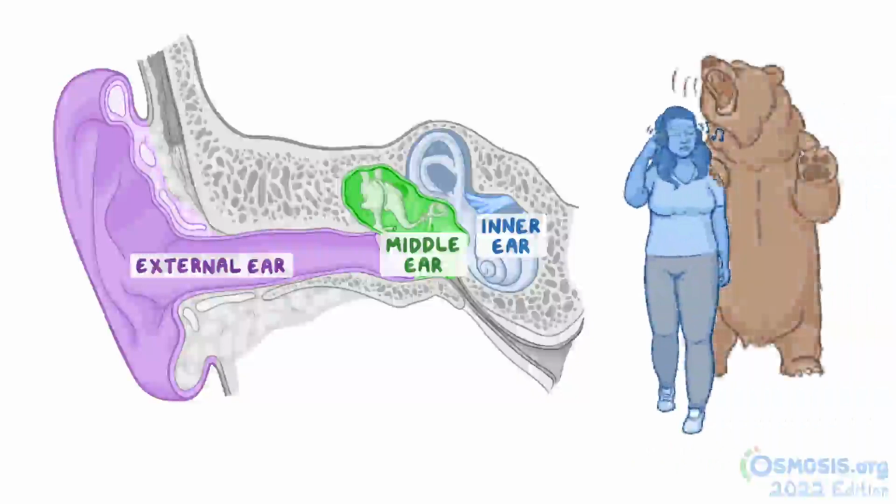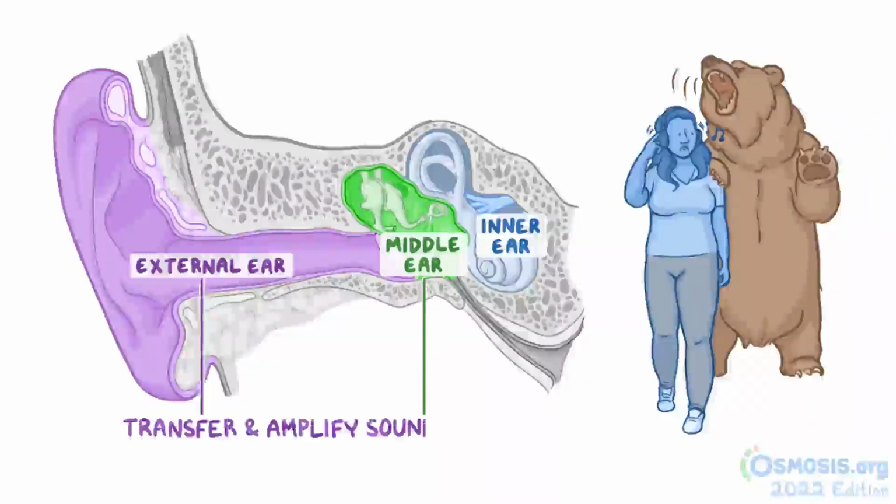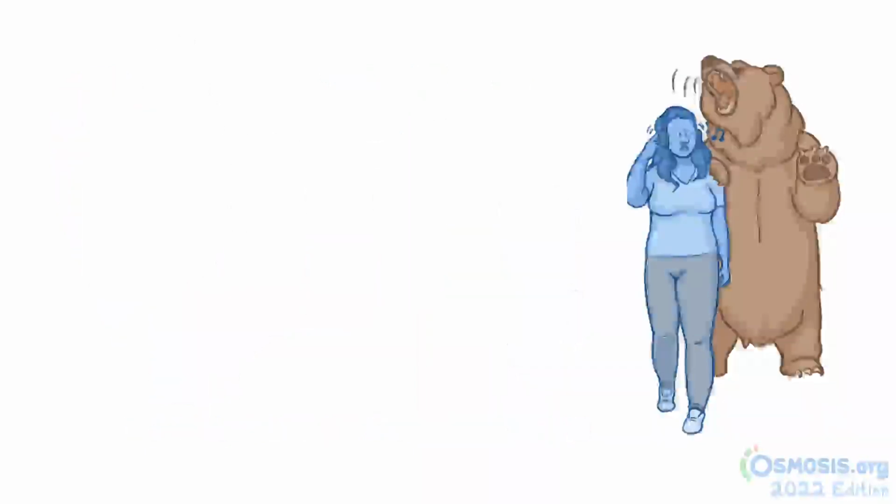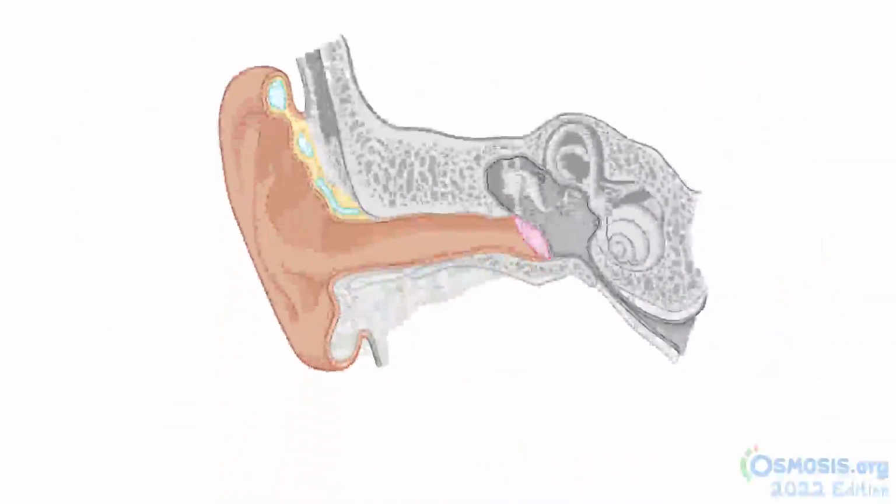Now, while the inner ear also plays a role in balance, the main role of the external and middle ear is to transfer and amplify sound to the inner ear with the help of the three smallest bones in the body, the auditory ossicles. Let's start with the external ear, which is by far the most common anatomical spot to hang earrings from.